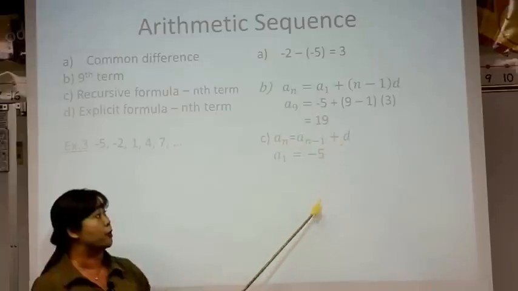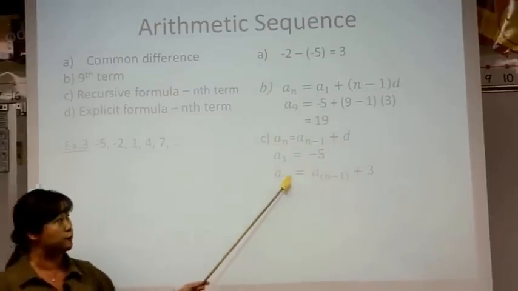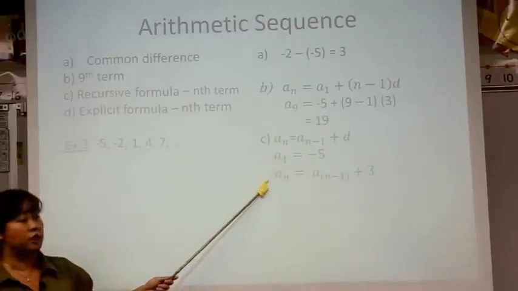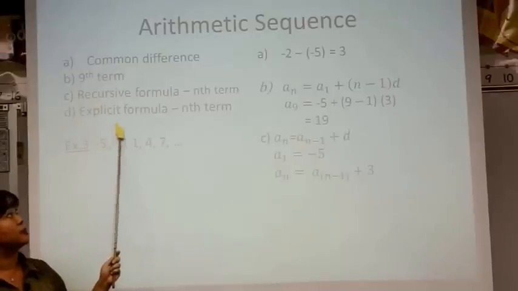So that's the 3 right there. So that looks something like this. So that's the general equation I need for the recursive. And this right here together will give me the 3rd, 4th, etc. terms. Okay? Now I'm asked to find the explicit formula.